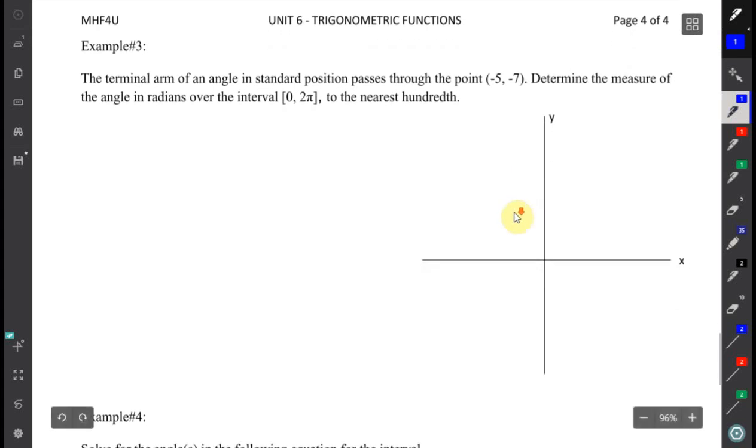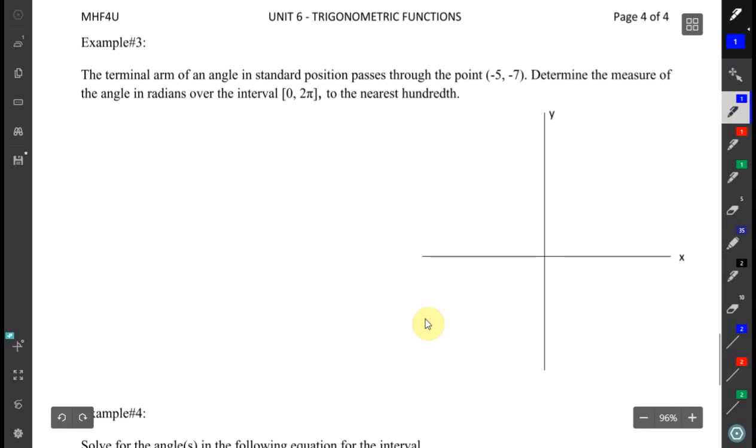Now in example 3, they give us an interval as our guide in this case. And so we're being told that the terminal arm of an angle, so the rotating arm, in standard position passes through the point -5, -7, determining the measure of the angle in radians over the interval 0 to 2 pi.